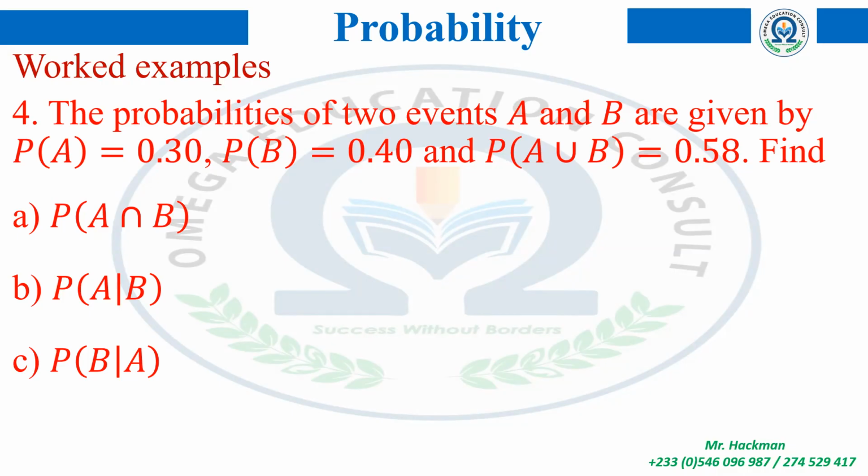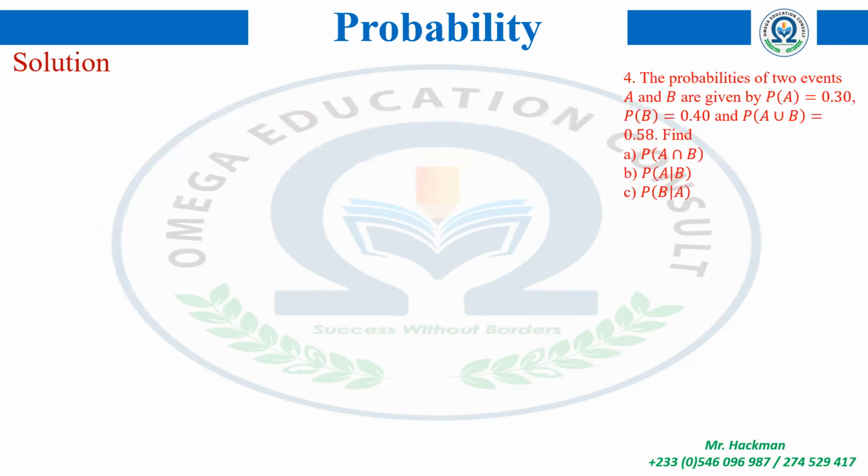And we are asked to find A, the probability of A intersection B, then B, the probability of A given that B has already occurred, then C, the conditional probability of B given that A has occurred. All right. So quickly, let's look at the ideal solution, how best you were supposed to give your presentation.